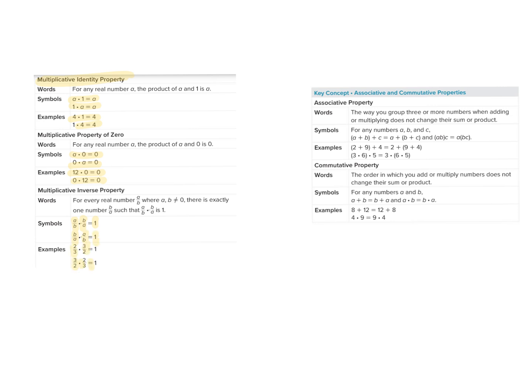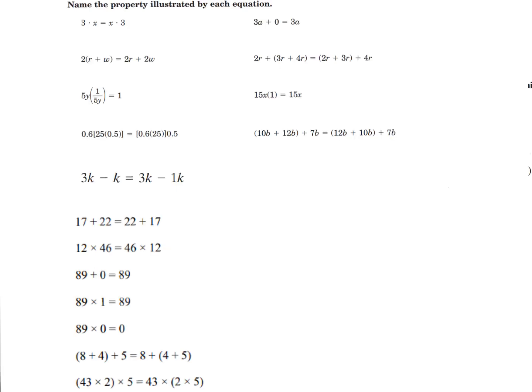That's the multiplicative inverse. Associative property, you can group two different things together on each side of the equal sign by adding or multiplying and still get the same answer. The commutative property, you can change the order in which you add or multiply and you still get the same answer. So we're going to go through these and name the properties. You may want to look back at those properties so that you know the names of them.